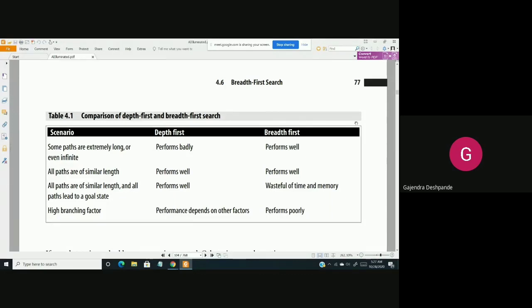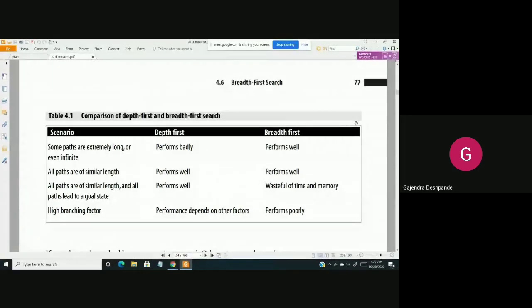Whereas in the case of breadth first search, it will always result in a waste of time and memory, because it will visit multiple or more nodes instead of fewer nodes.